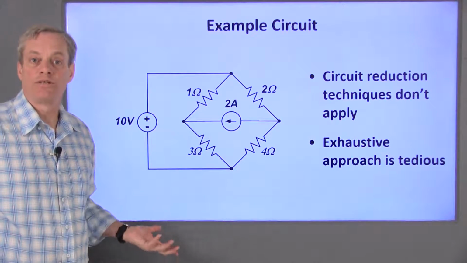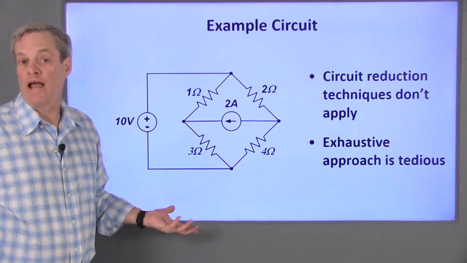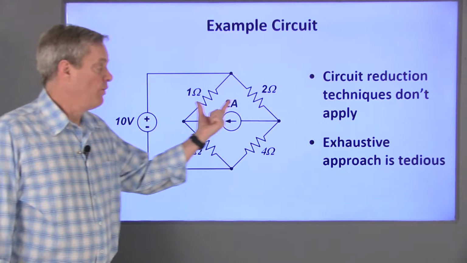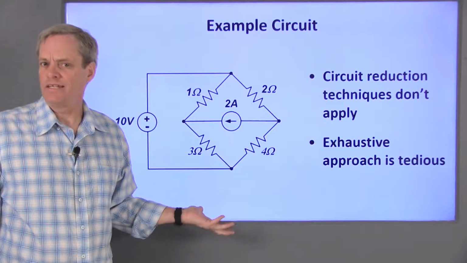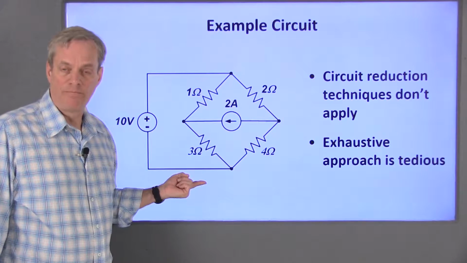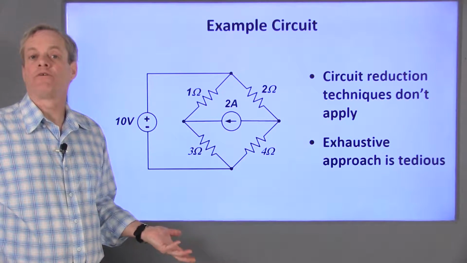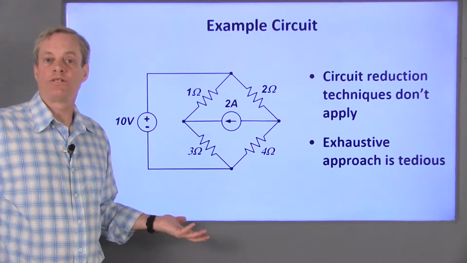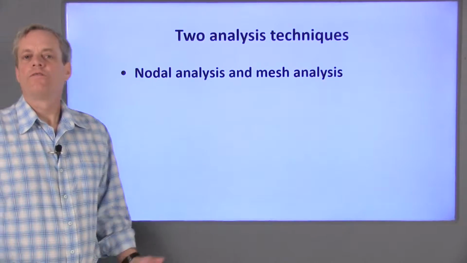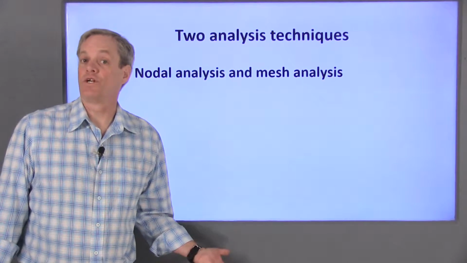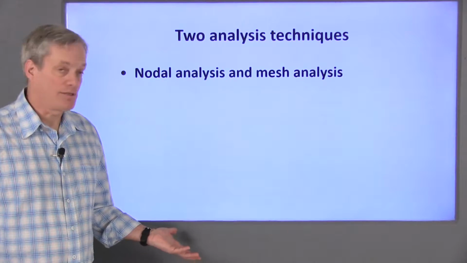This approach requires that we define voltages and currents for every resistor. So, this would require 8 equations and 8 unknowns, which is pretty tedious for a circuit that's this simple. There are, however, other analysis approaches that do allow us to reduce the number of unknowns in this circuit. The two approaches I'll talk about first are nodal analysis and mesh analysis.